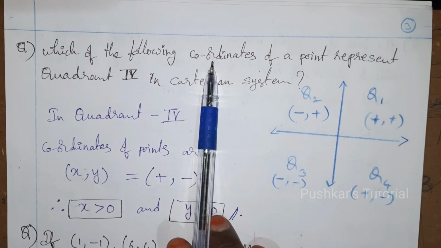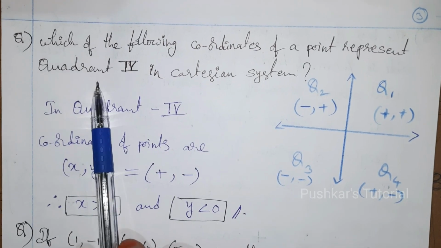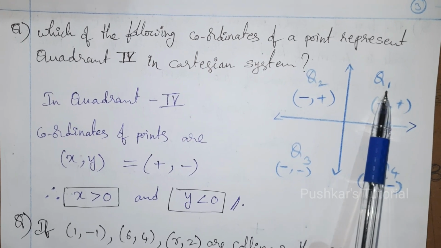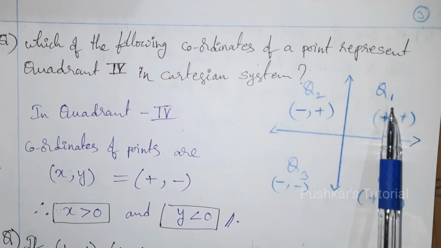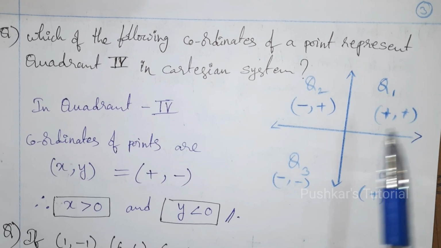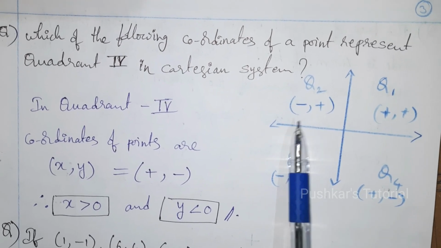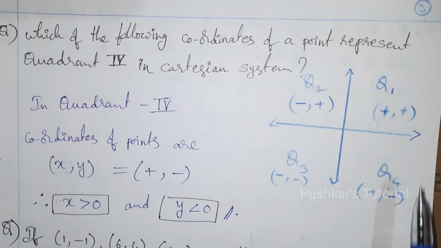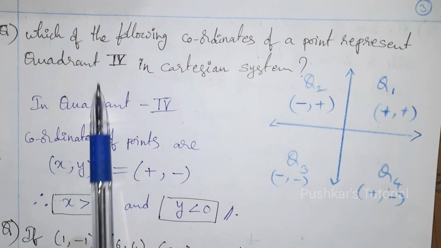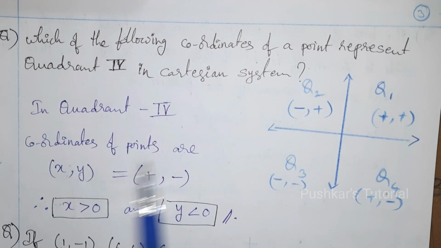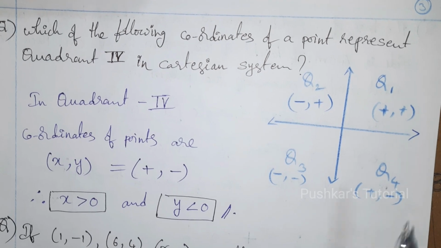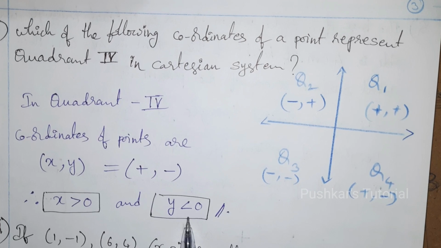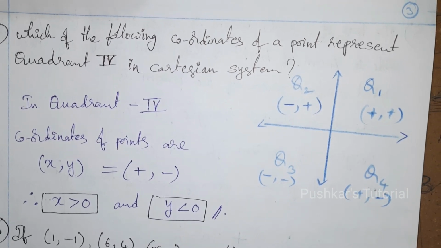Which of the following coordinates of a point represents quadrant 4 in the Cartesian system? So we know the Cartesian system has quadrant 1, quadrant 2, quadrant 3, quadrant 4. In quadrant 1, x and y are both positive. In the second quadrant, negative x-axis, positive y-axis. In the third, both are negative. In the fourth, positive x, negative y. So it is discussing quadrant 4. So the coordinates of the point x, y are positive x, negative y. Positive means x is greater than 0 and negative means y values are less than 0.